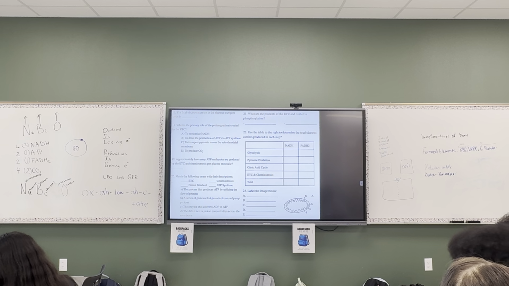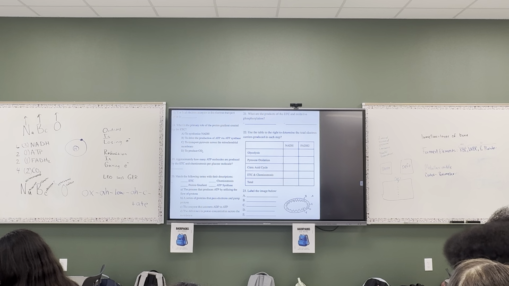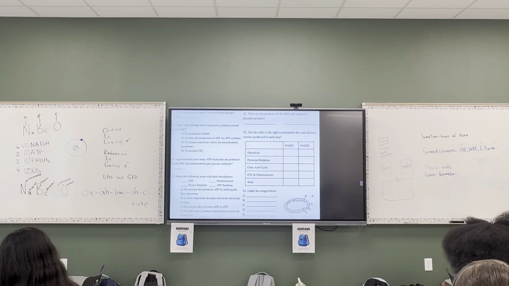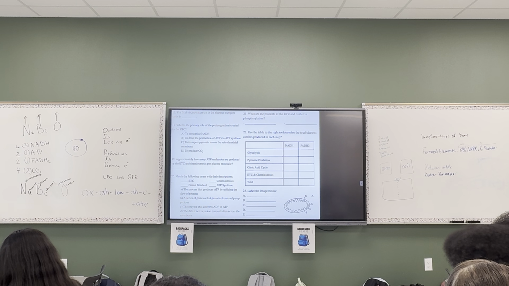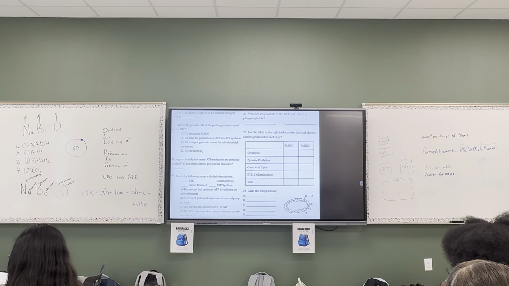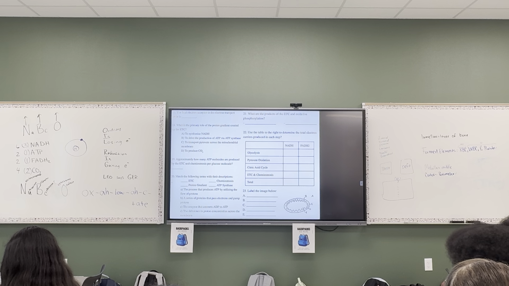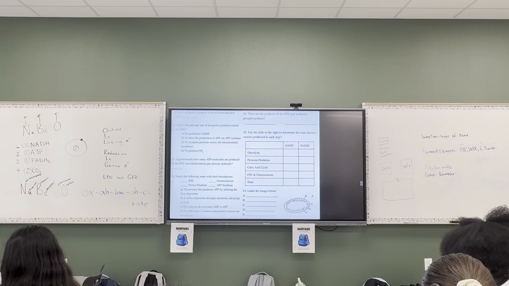Number 18 says, what is the primary role of the proton gradient created by the electron transport chain? So, sorry, I said to drive the production of ATP via ATP synthase. Does that sound good? Good. 19. Approximately how many ATP molecules are produced by the electron transport chain and chemiosmosis per glucose molecule? 32.